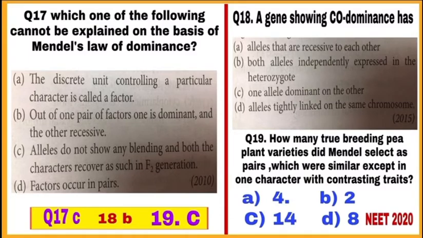So statements A, B and D can easily be explained by Mendel's law of dominance. But statement C, alleles do not show any blending and both the characters recover as such in F2 generation. This cannot be explained by Mendel's law of dominance, but it can be explained by Mendel's law of segregation. So, correct option is C, mark C.